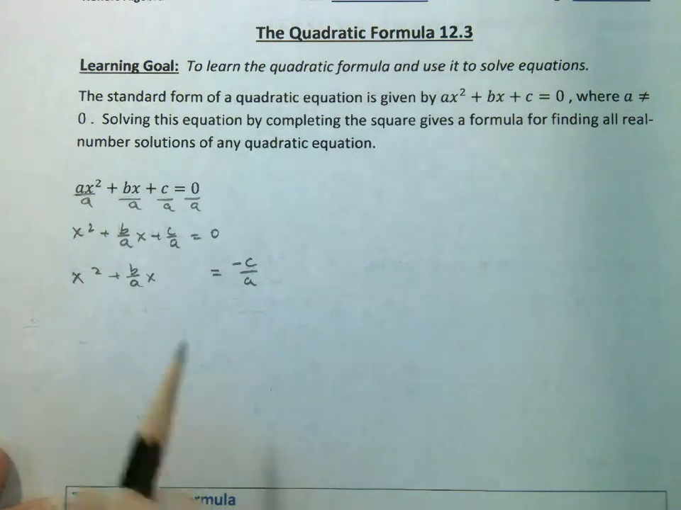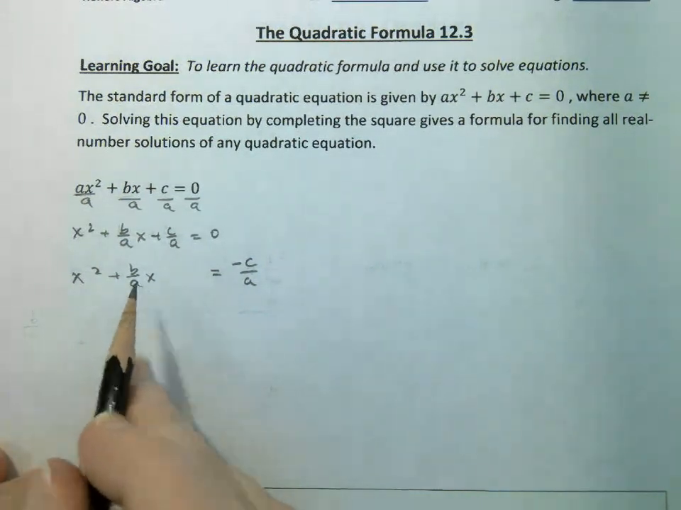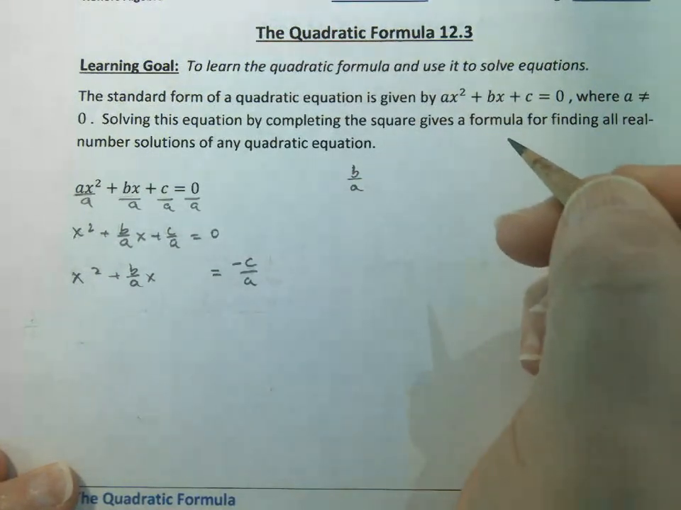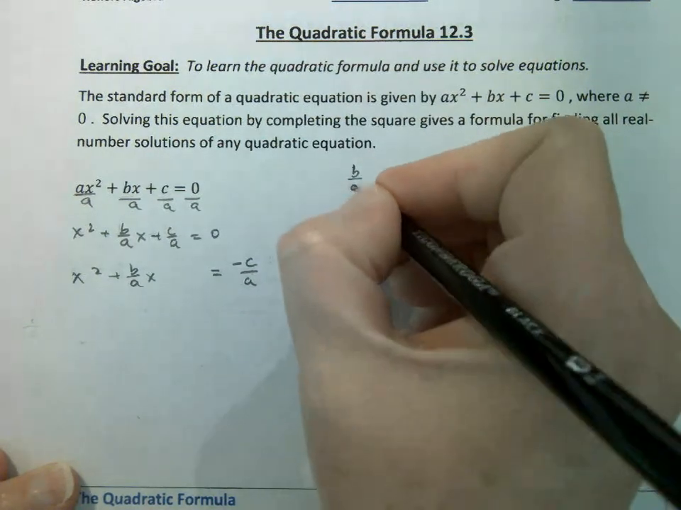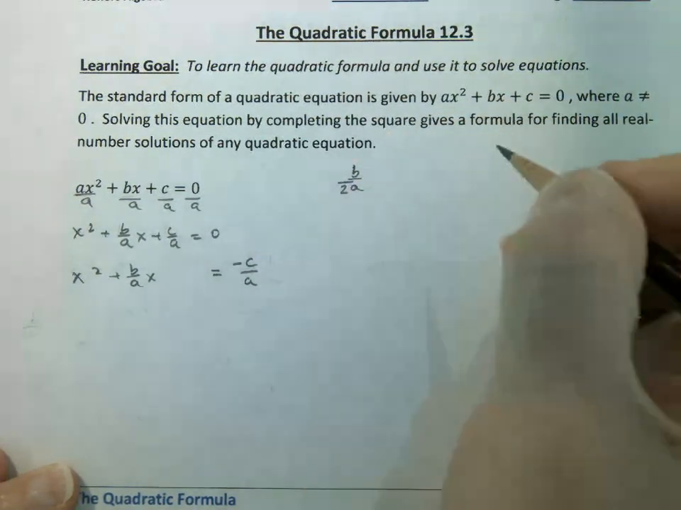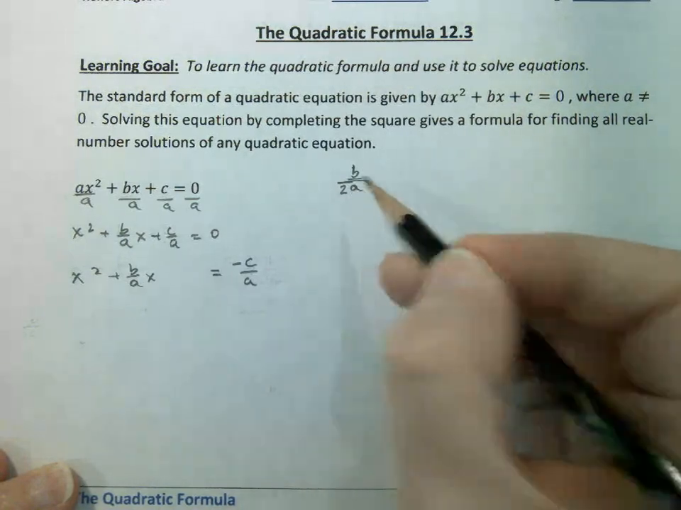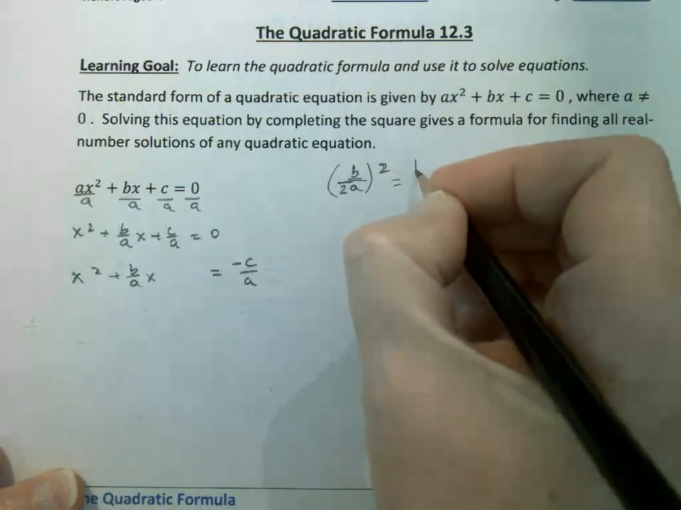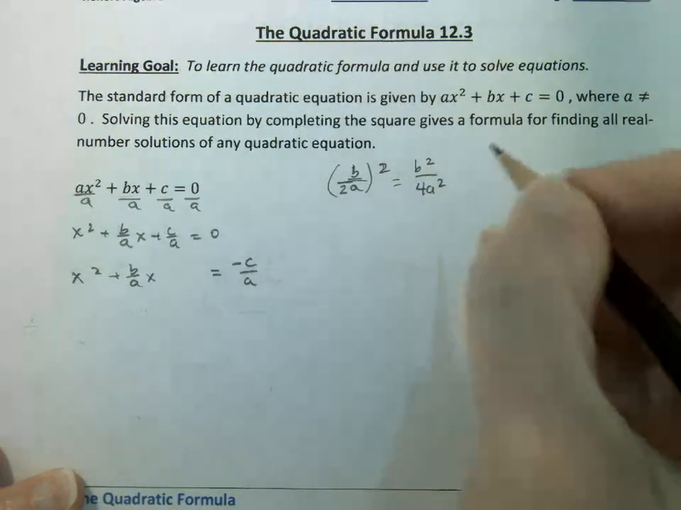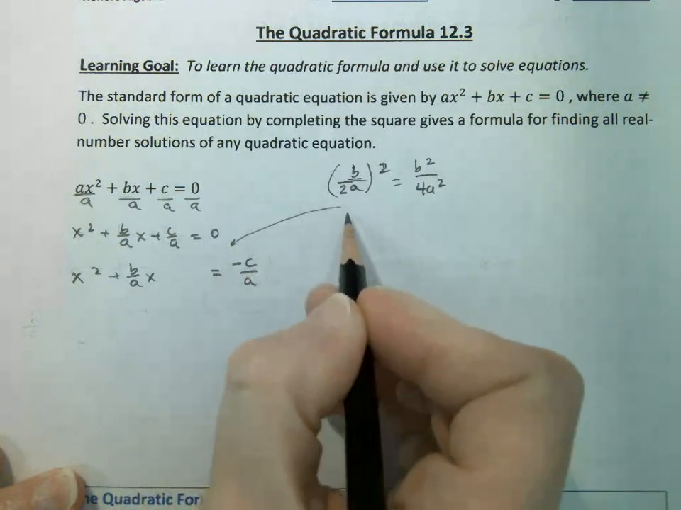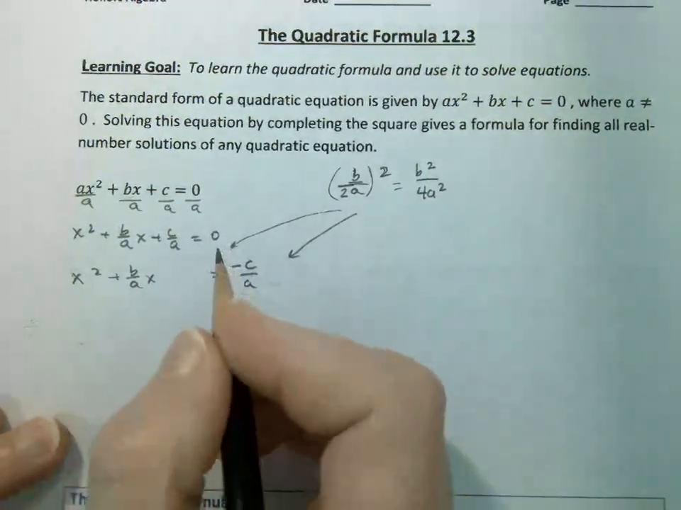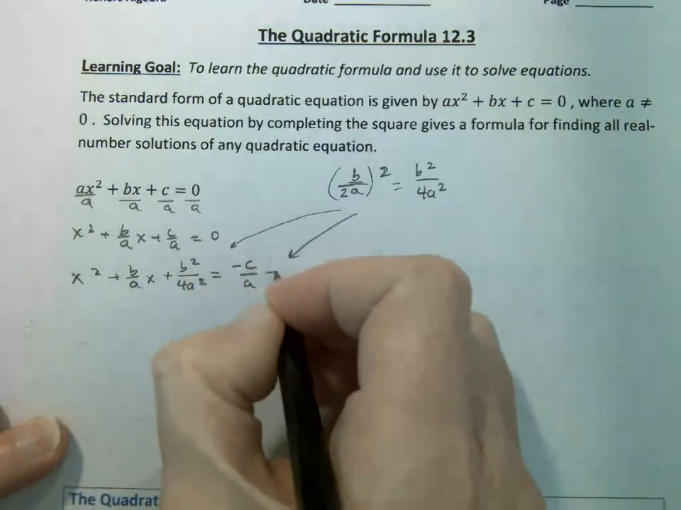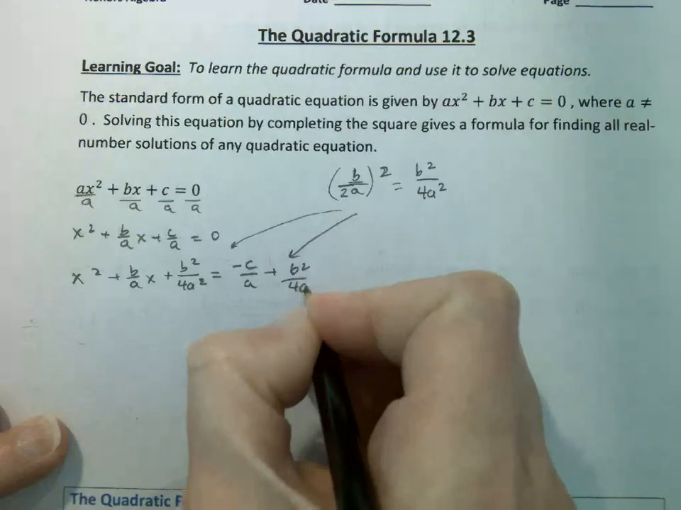I now need to figure out what's going to go in here. So what I'm going to do, and I'm going to do this up here, is take my coefficient, which is b over a, and divide it by 2, which, because it's a fraction, I just multiply the denominator by 2. So that's the same as multiplying by 1/2. And then I'm going to square the whole thing. So this becomes b squared over 4a squared. This is what I'm going to plug into my equation here. So this becomes plus b squared over 4a squared, and here I have plus b squared over 4a squared.